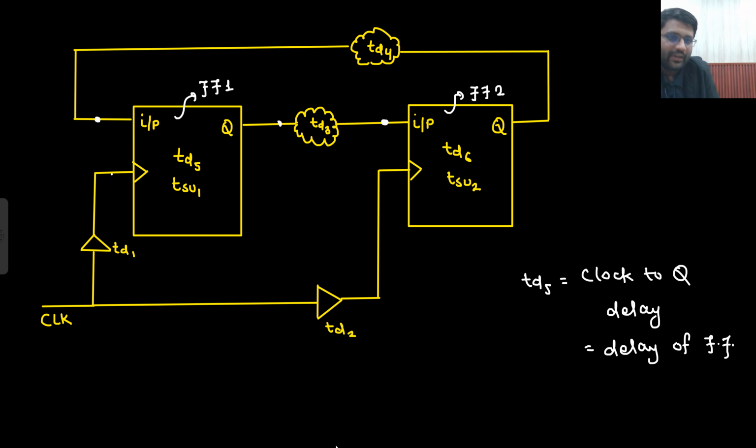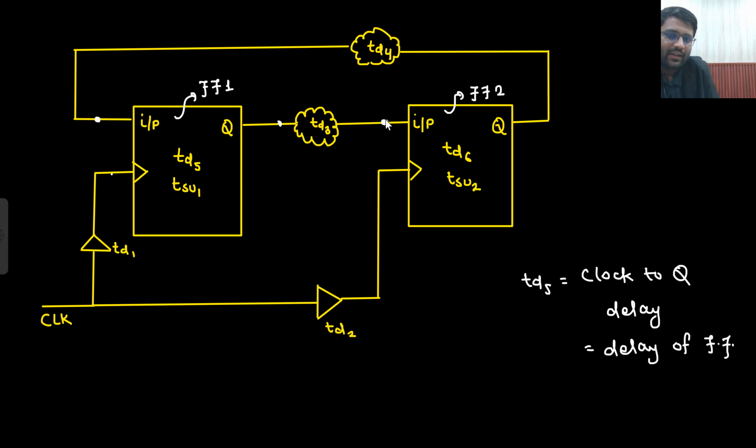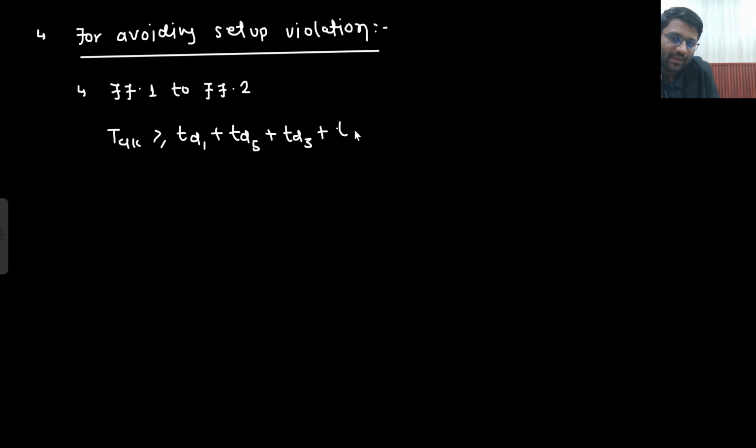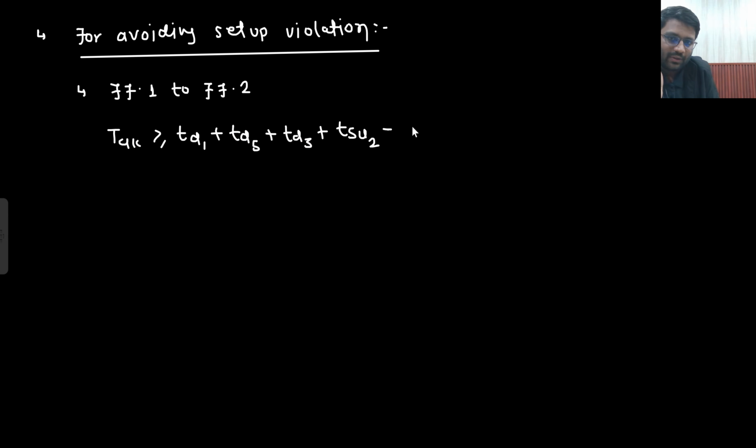So to reach till this point, how much delay do you need to cover? TD1 plus TD5 plus TD3. So T clock should be greater than or equal to, first I need to cover TD1 plus TD5 plus TD3. So where have I reached? Here I have reached. Plus I need to add the setup time of flop 2, minus. I will see that yes, I am here, but after how much time is the clock coming? The clock is coming after a delay of TD2. So simply subtract that clock delay. That's it. This is the clock equation you have written.